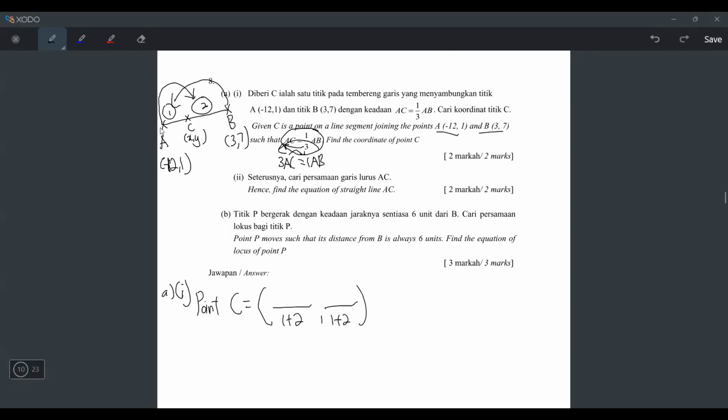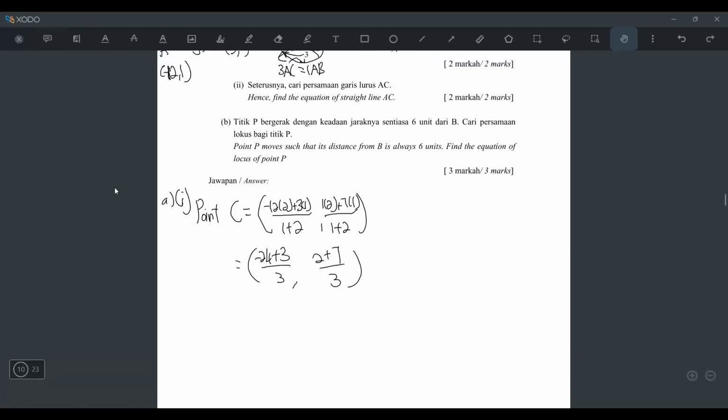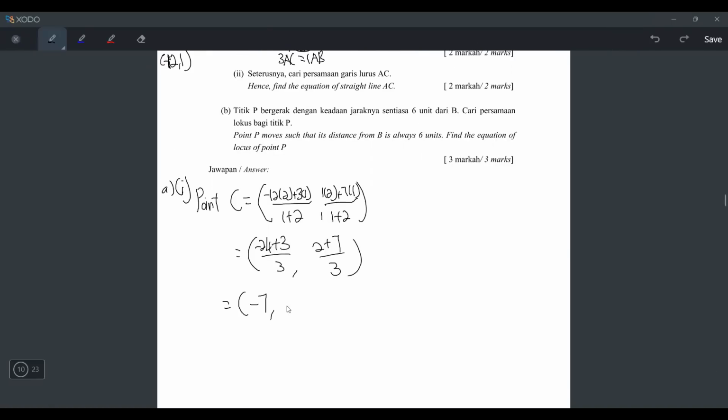And then the top will be cross multiplication. So A times 2. It means negative 12 times 2, 1 times 2. And then B times 1. So it will be 3 times 1, 7 times 1. Okay. 3 is the x coordinate, so of course you will write it at the x coordinate. 7 is the y coordinate, of course you will write here. And if there's nothing in between, it means it's a plus. Okay, 1 plus 2 is 3, 1 plus 2 is 3, 12 times 2 is negative 24, 3 times 1 is 3, 1 times 2 is 2, 7 times 1 is 7. Now we get the answer, negative 7, 3.